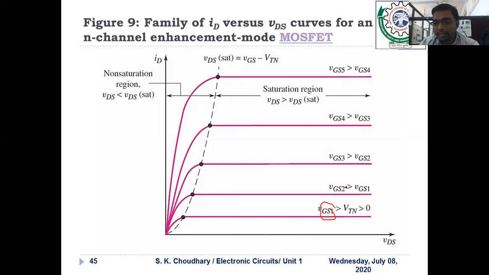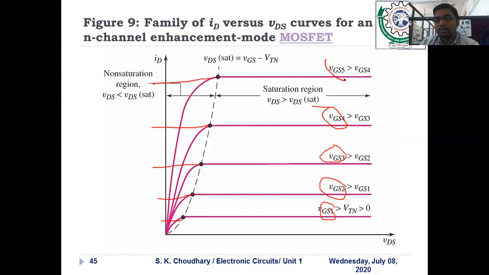As you increase the VGS, your current value would increase. Now you can see the current has increased because VGS2 is larger than VGS1. As you further increase the VGS, where VGS3 is greater than VGS2, your current would increase further. As you increase the VGS, your drain current keeps increasing.